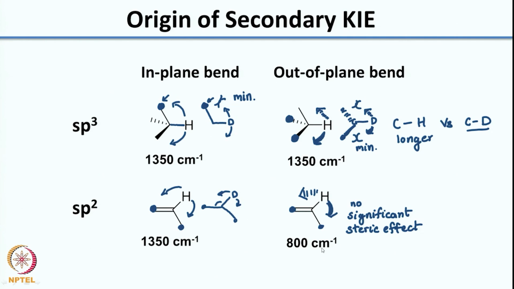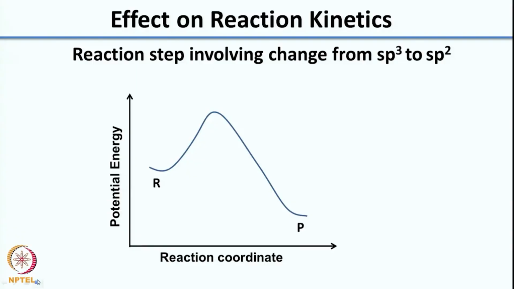So now that we have an idea about how the in plane and out of plane bend works for sp3 and sp2, let us see what influence this has on the kinetic isotope effect, because that is what we are trying to understand. We are trying to understand the secondary kinetic isotope effect. So here let us look at the first case where we are looking at a reaction step involving a change from sp3 to sp2. So this is similar to the example that we had seen on the first slide, where you have, and then this is an SN1 like reaction.